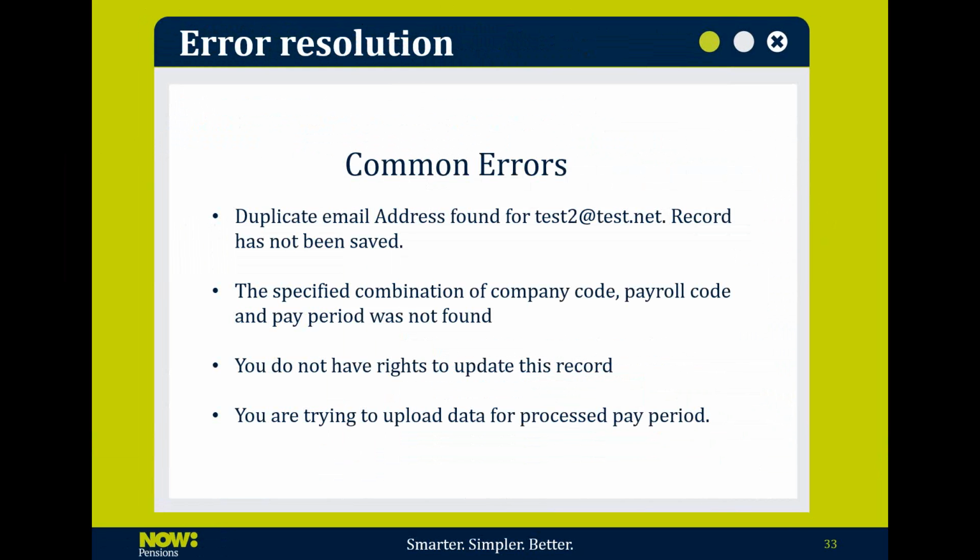The fourth is you are trying to upload data for a processed pay period. This means that the pay period has already been processed, and no changes can be made to that pay period except in exceptional circumstances. You will have to add or subtract any erroneous contribution data to your next upload to balance your employee's pension.